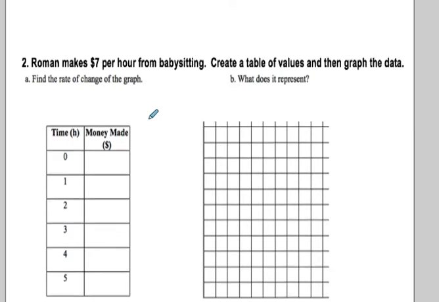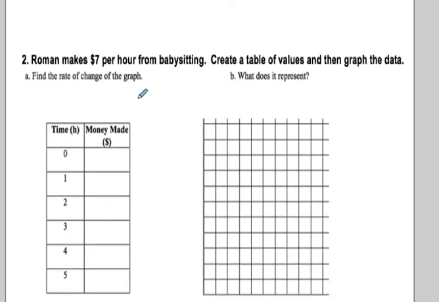Number 2. Our good friend Rowan makes $7 an hour from babysitting. Create a table of values and then graph the data. Then find the rate of change in the graph. We're going to have to do that as well. Starting with this, if he doesn't babysit, he's not going to make any money. So that's a big old goose egg. If he babysits for 1 hour, he gets $7 per hour. So every 1 hour, it's $7 he gets.